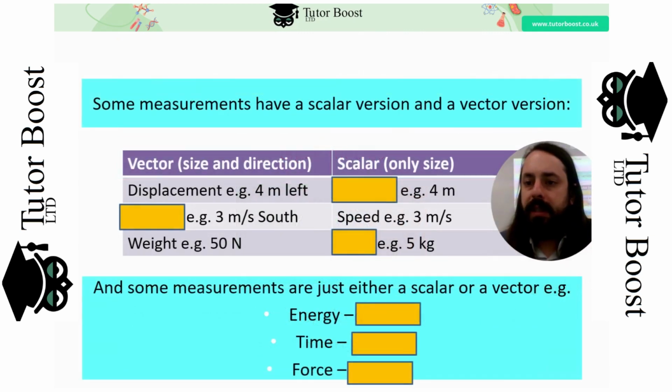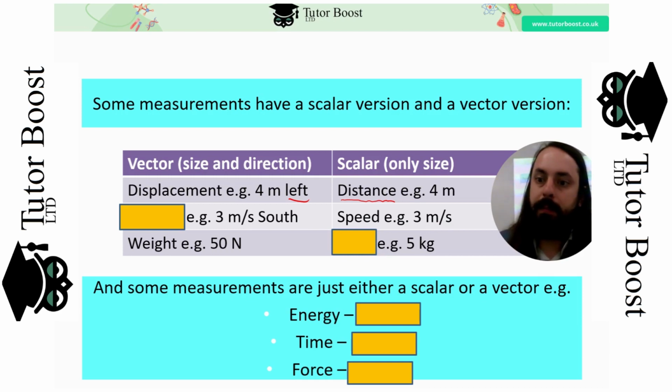Okay, so in physics you will see that many measurements will have a scalar version and a vector version. Let's have a look at the first one. Displacement has got a direction, so therefore it will be a vector, and the scalar version is the distance. Okay, distance does not have a specific direction. Remember, the definition for displacement is the distance between the start point and the end point. So you could be covering lots of distance, but if you end up where you started, your displacement will be 0.